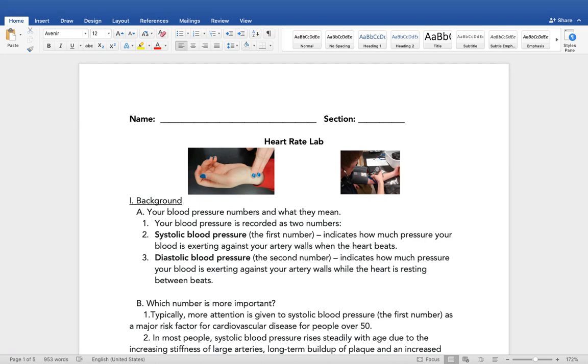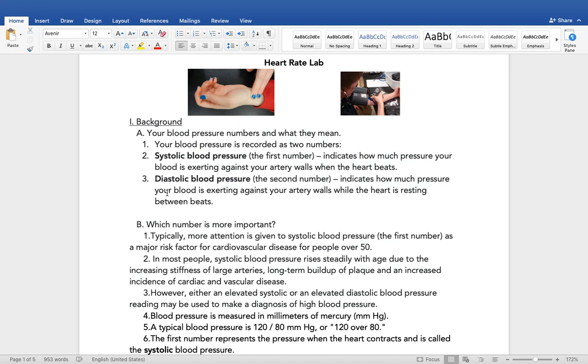So let's take a look at the background and explore blood pressure first. So blood pressure and heart rate are a little bit different. Blood pressure refers to the amount of pressure that the blood flowing through your arteries is exerting on the artery walls. And so when you have blood pressure, there are two different measurements. The first one is systolic blood pressure. This indicates how much pressure your blood is exerting against your artery walls when the heart beats. The second number is called diastolic blood pressure. This is an indicator of how much pressure your blood is exerting against your artery walls while the heart is resting between beats.